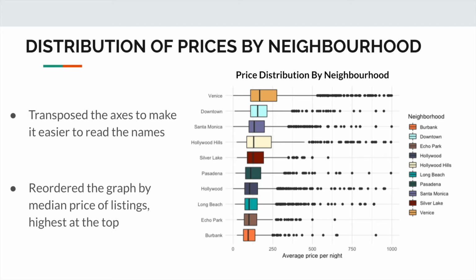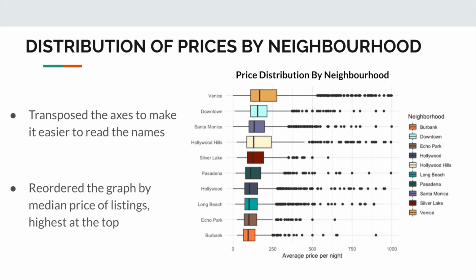We switched the X and Y axes to make sure names of neighborhoods were easier to read. We also sorted neighborhoods by median price to make sure that the visualization was easier to interpret. Now, the process of comparing neighborhoods is less cognitively challenging for the viewer. This plot shows that median price charged clustered around $125 per night.